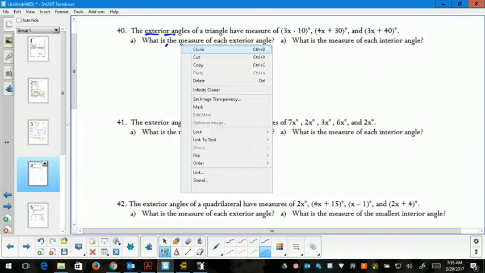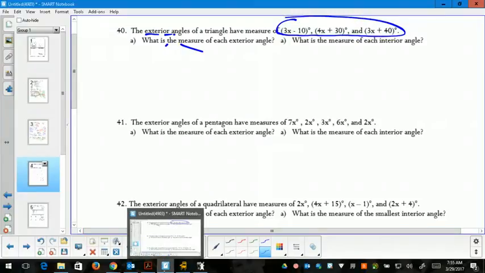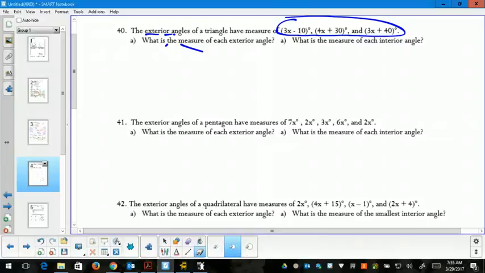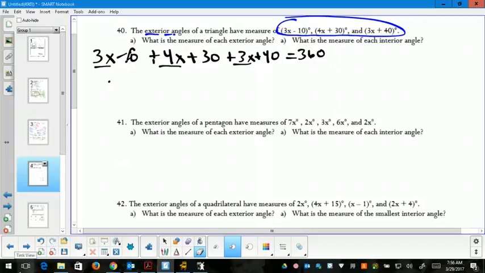So here, these are the expressions for the exterior angles. So what we have to do is add them up, and what should they add to? 360, yes. Plus 4x plus 30 plus 3x plus 40 equals 360. When you combine like terms, the positive 3x and the positive 4x give us a positive 10x. The minus 10 plus 30 is 20, plus 40 is plus 60, equals 360.